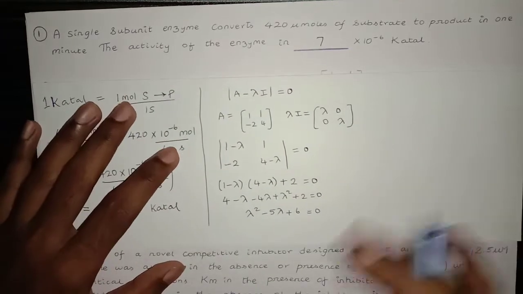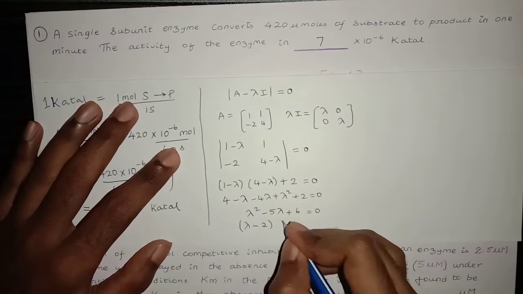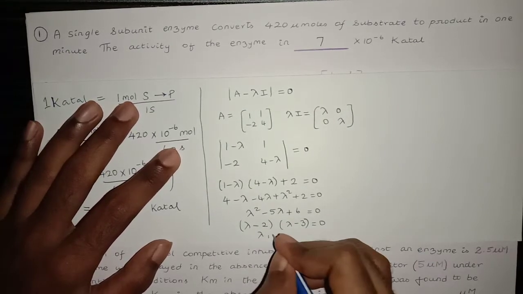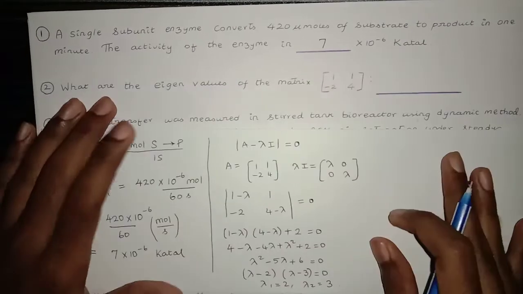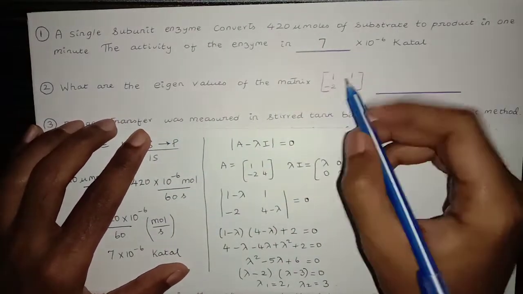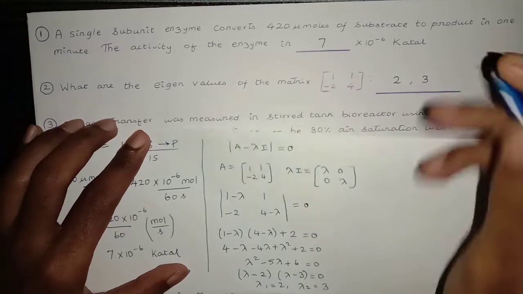So let's factorize this. So it's nothing but lambda minus 2 into lambda minus 3 is equal to 0. So lambda 1 is equal to 2, lambda 2 is equal to 3. So the eigenvalues of this matrix 1, 1, minus 2, 4 are 2 and 3.